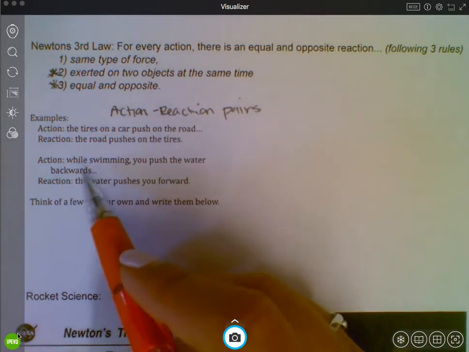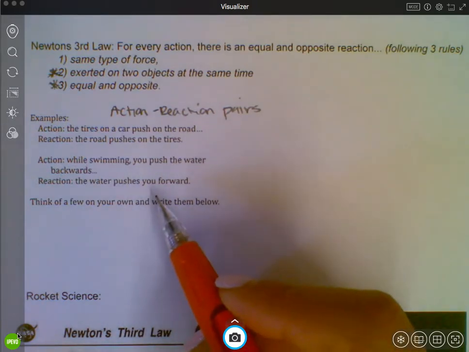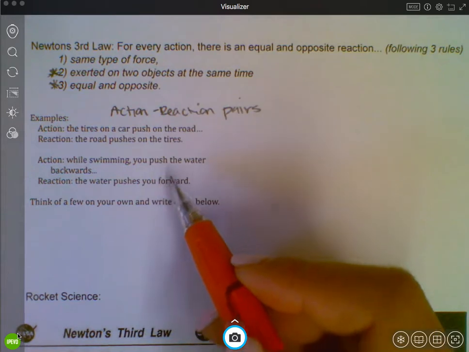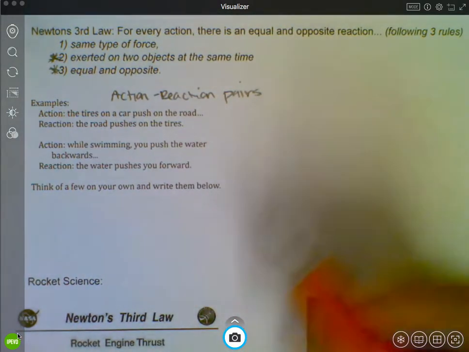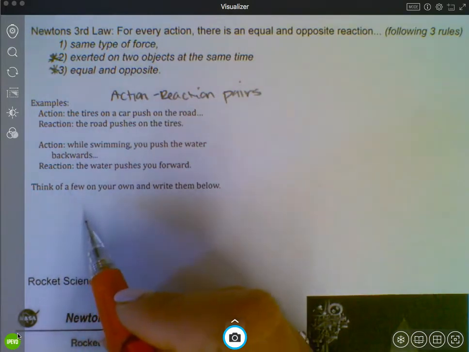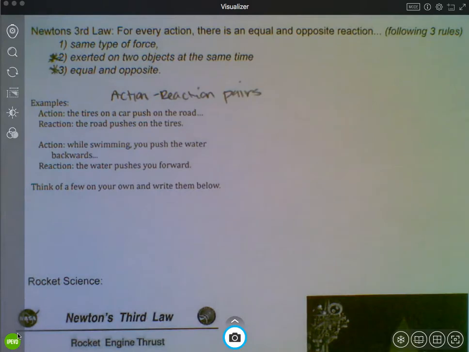Other example, while swimming, you push water backward. The water pushes you forward. That's how we swim. We know this rule already. We use it all the time. We just haven't really put it into words yet. Okay. And then I want you to take a moment, pause the video, think of a few on your own, and write them down here. Yes, I am going to check when I check your notes that you wrote some down. So write at least 2 examples down.